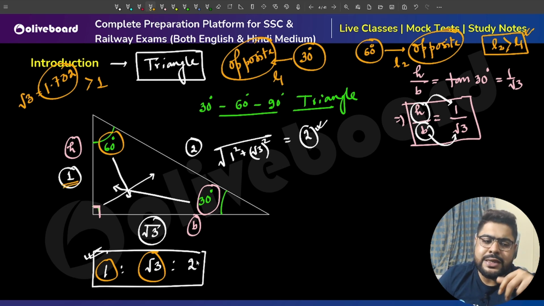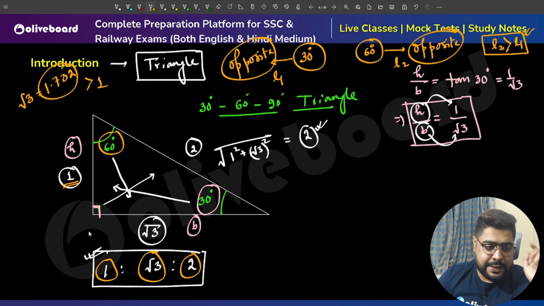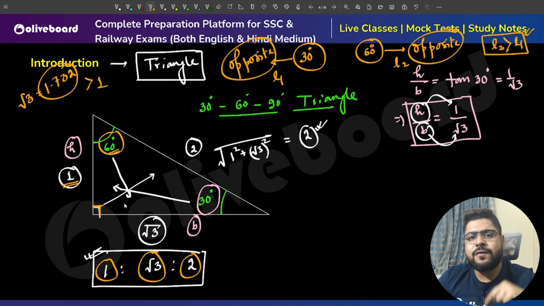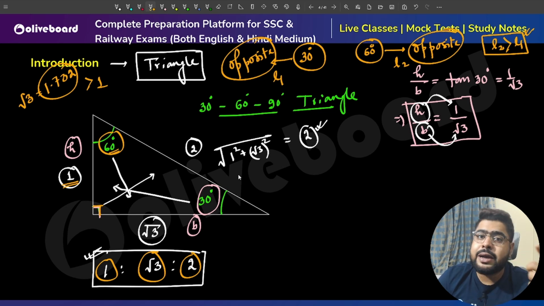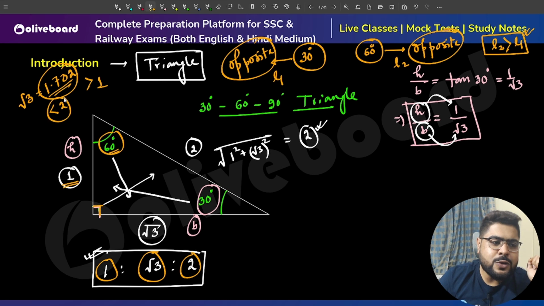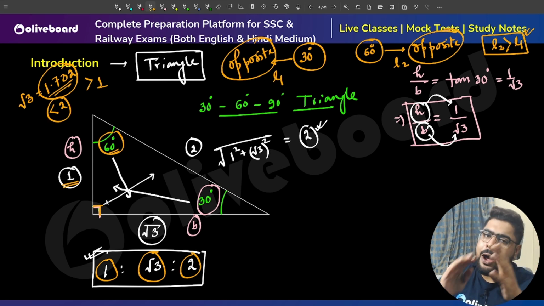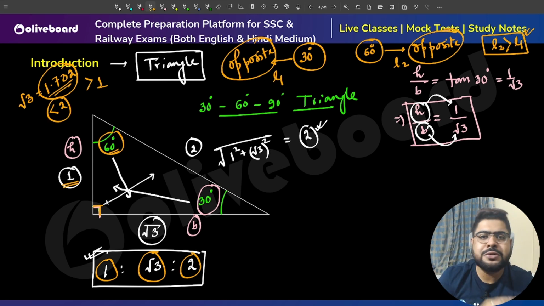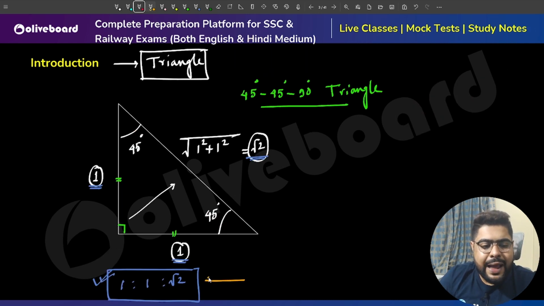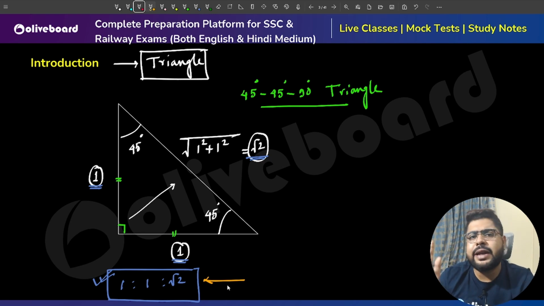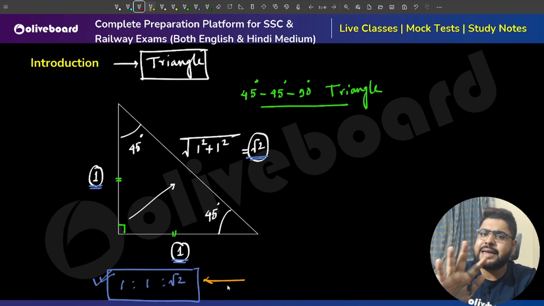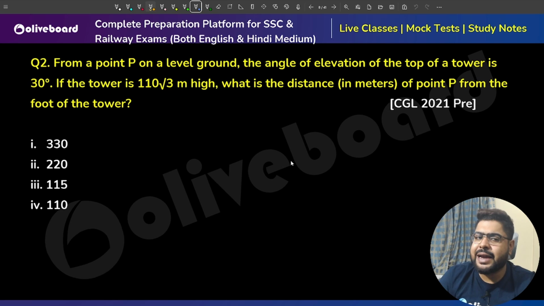And definitely 2 is greater than root 3, because 90 is greater than 60, so the opposite side will also be greater than root 3. Root 3 was 1.732, which is less than 2. So the greatest side is opposite to the greatest angle, which is the right angle. This technique, along with the previous one, will allow us to solve many different questions. Let's see some examples to get a better idea.